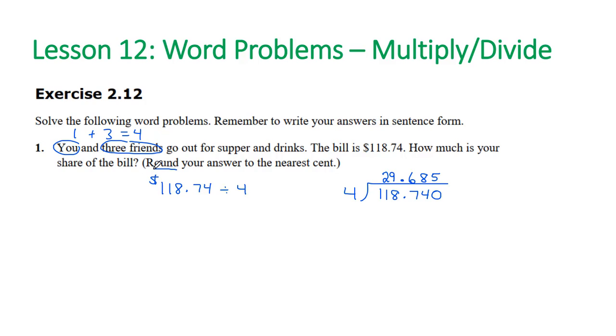Now, this is money, so we have to round the answer to the nearest cent, which is in our hundredths place where the 8 is. And the 5 next door is going to push that up. So we're going to end up with $29.69 as the share of the bill. And that's going to be your share and everybody else's share.